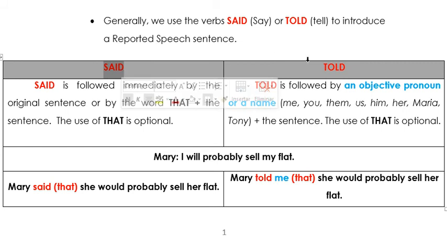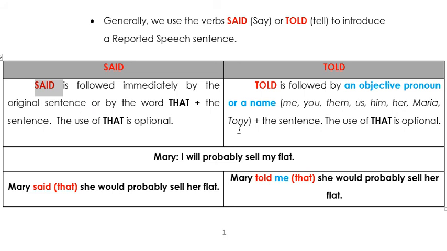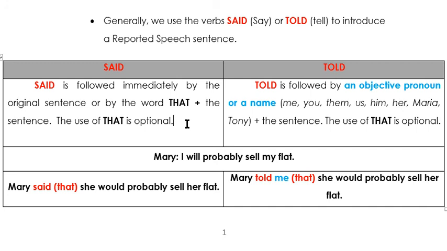What is the difference between these two? Said is followed immediately by the original sentence or by the word that plus the sentence. And the use of that is optional. ¿Ok? Ustedes pueden o no utilizar that. Es exactamente lo mismo. Miren acá el ejemplo.